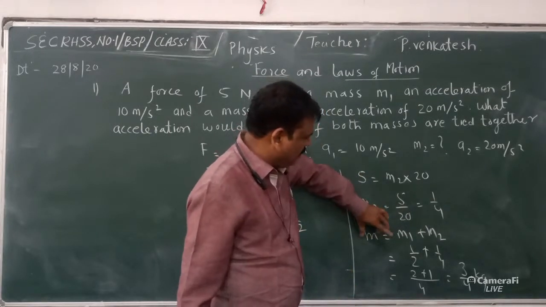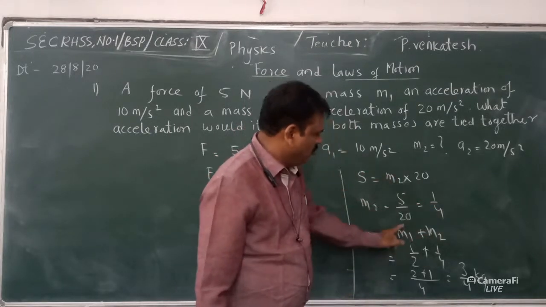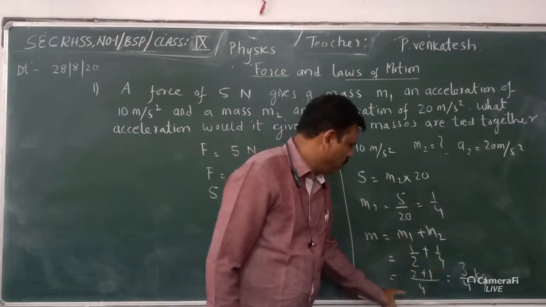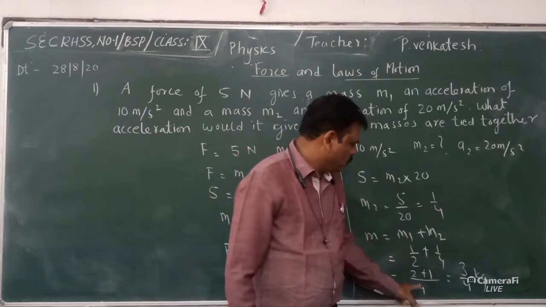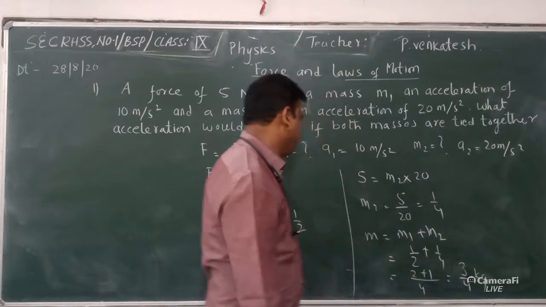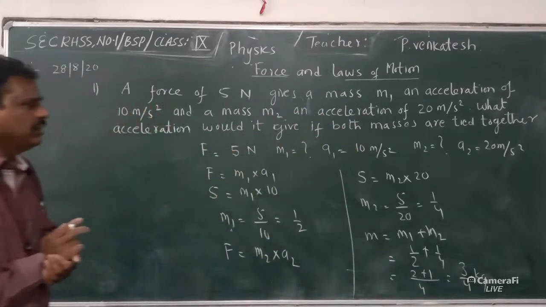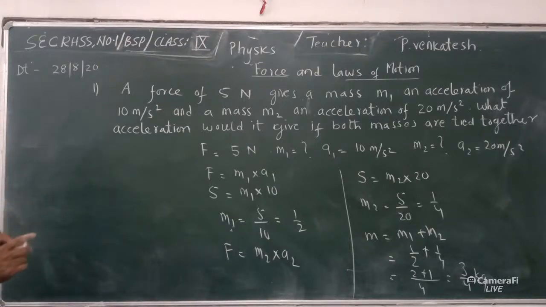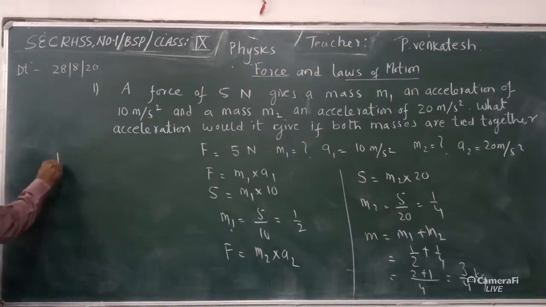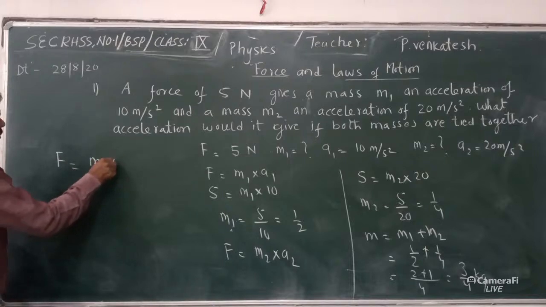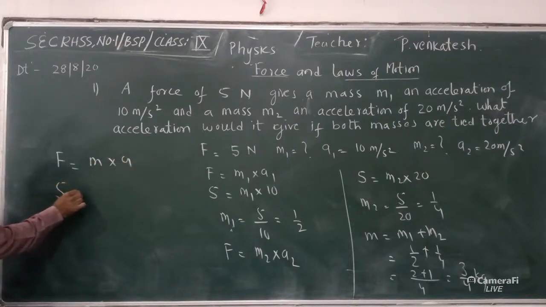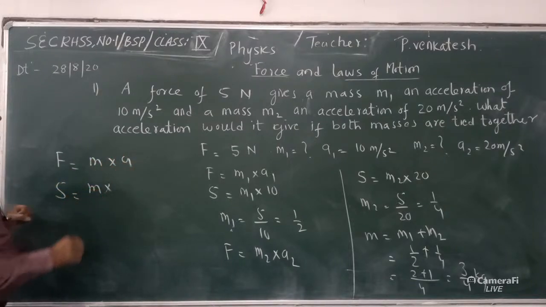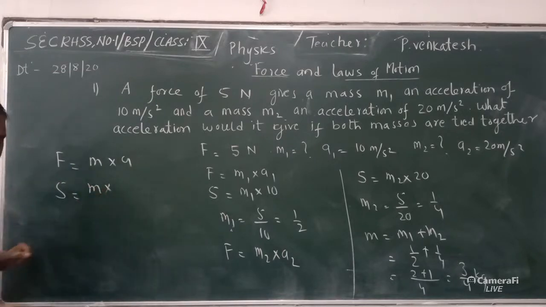Now combined mass m equal to m1 plus m2, 1 by 2 plus 1 by 4. Take the LCM 4, 2 plus 1, that is equal to 3 by 4. Combined mass of these two objects is 3 by 4 kg. Now what do you have to find? Acceleration. F is equal to m into A. Force is the same, 5 newtons, m into acceleration, which you have to find.